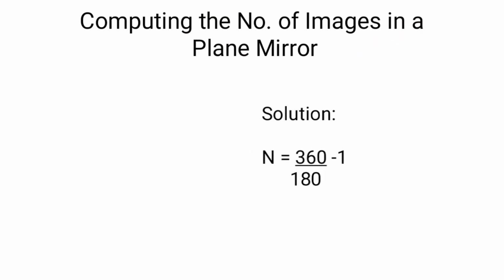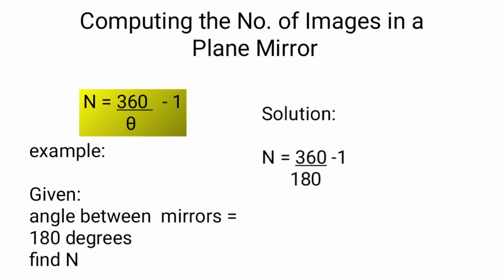Example. Using the formula, n equals 360 divided by theta minus 1, if the angle is 180 degrees, what then will be the number of images formed? So we have 360 divided by 180, that's 2, minus 1, is equal to 1. Thus, there is only one image formed when you have a 180 degree angle between two plane mirrors.